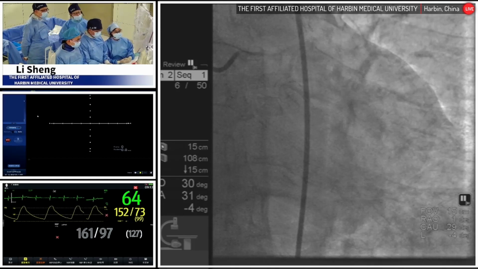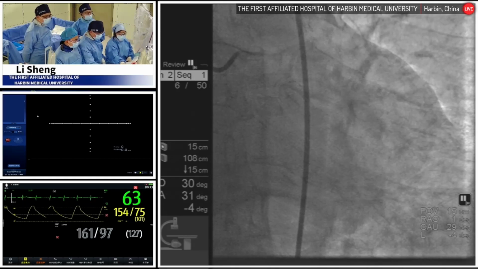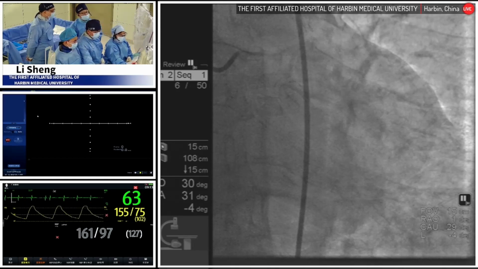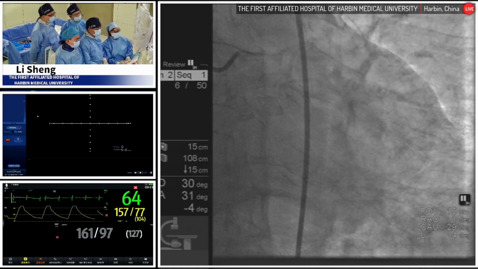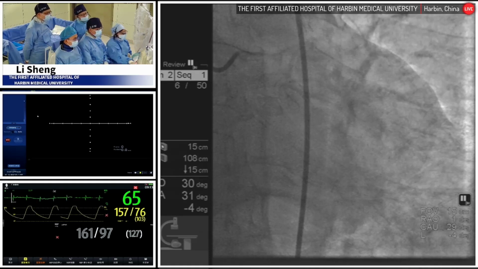So Dr. Sheng, after the functional assessment, I think you want to go with the provisional stenting strategy. Yeah, so actually, we started this work a little bit earlier. Do you want to review today's angiography for the audience? Okay, let's look at today's angiography.